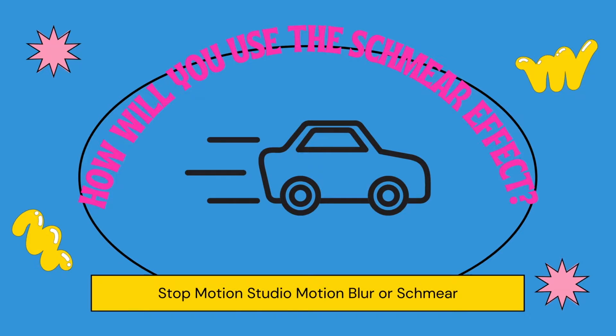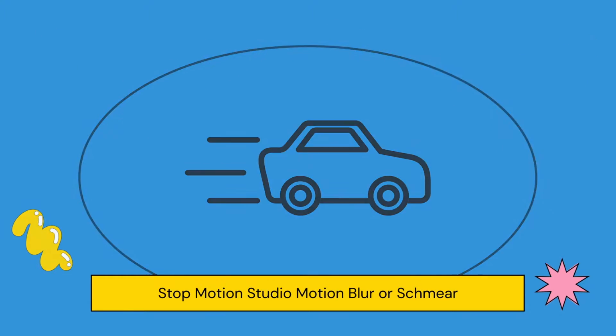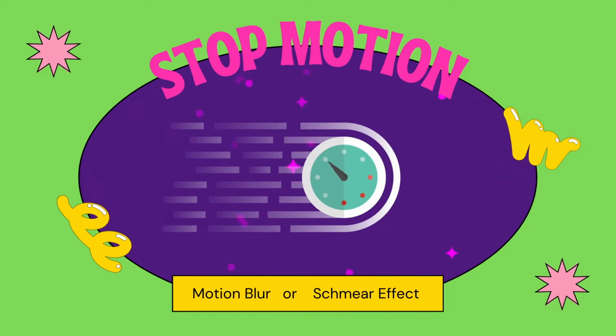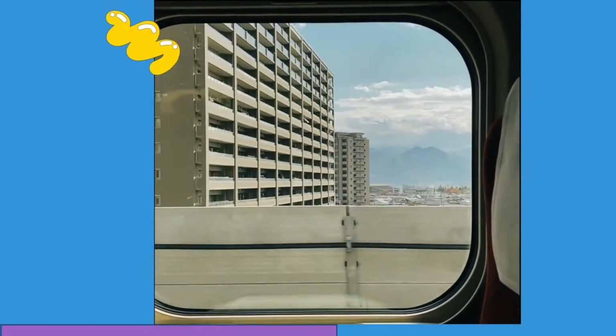Have you ever noticed the lines at the end of a cartoon figure when they're speeding up? Those lines create a motion blur or smear effect. Today, let's learn how to do just that. This week's project is using Stop Motion Studio to create a motion blur or smear effect.